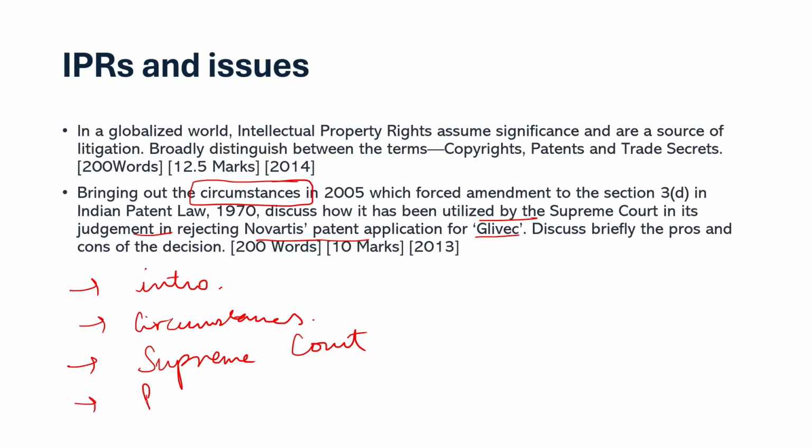Then you write about pros of this decision and you write about cons of this decision, which is the next part where they are saying discuss briefly the pros and cons. They are already saying briefly, so don't worry if you do not know many points. Even 2-3 points are going to be enough for such parts, right? So 2-3 points for pros and 2-3 points for cons, and then you can conclude. Alright, so in this way you can proceed.